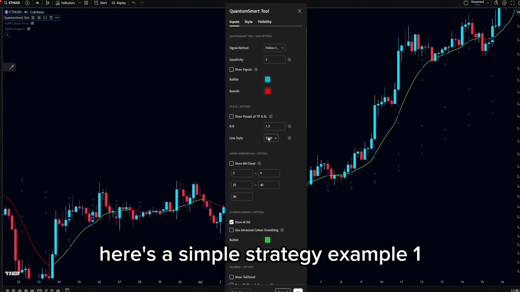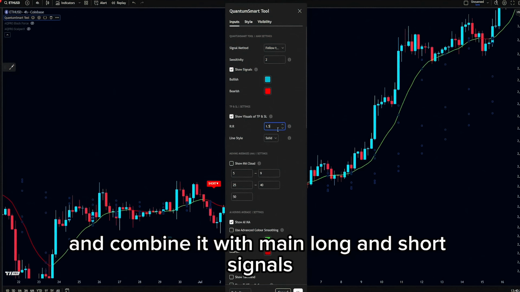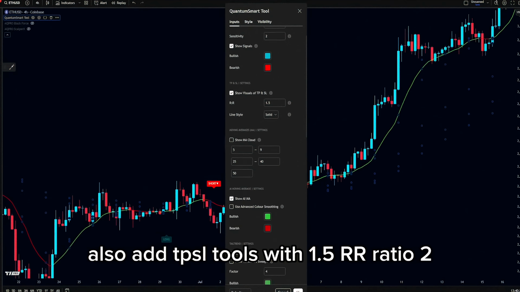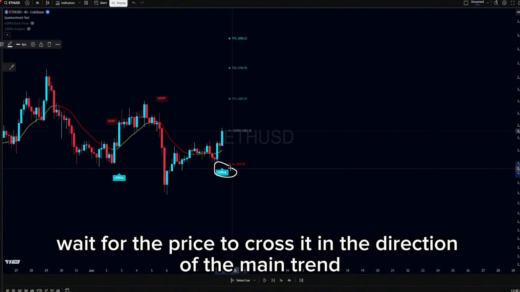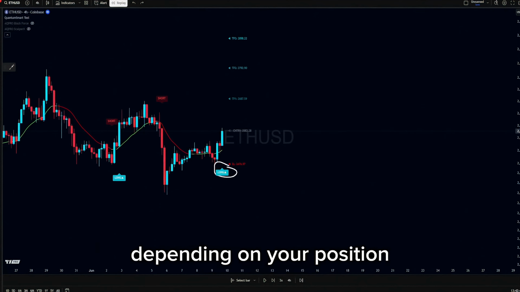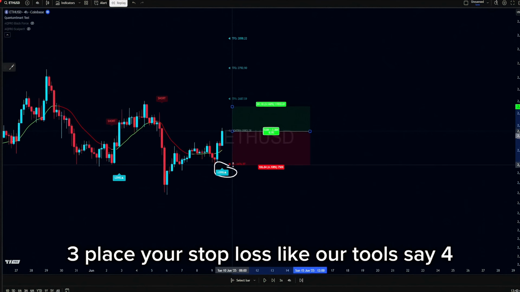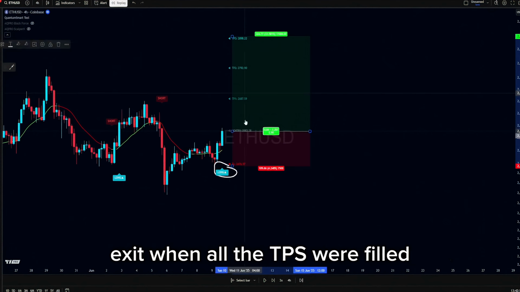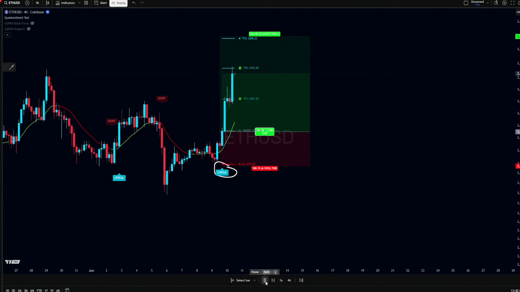Here's a simple strategy example. 1. Add the AI moving average to your chart and combine it with main long and short signals. Also, add TPSL tools with 1.5 RR ratio. 2. Wait for the price to cross it in the direction of the main trend, plus our main indicator gives long signal or short signal, depending on your position. 3. Place your stop loss like our tools say. 4. Exit when all the TPs were filled, or when you see that MA start changing trend.